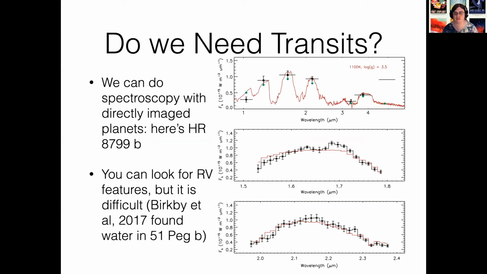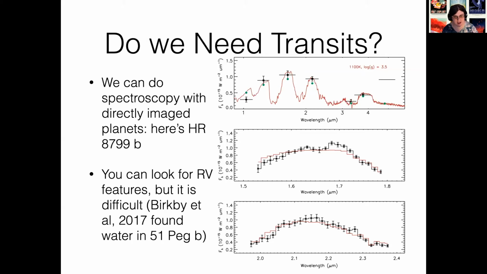We can also do spectroscopy with those directly imaged planets. So here's an example with HR 8799b. And again, usually we also fit a model to this to kind of make sense of it. So black is data, and red is our model.